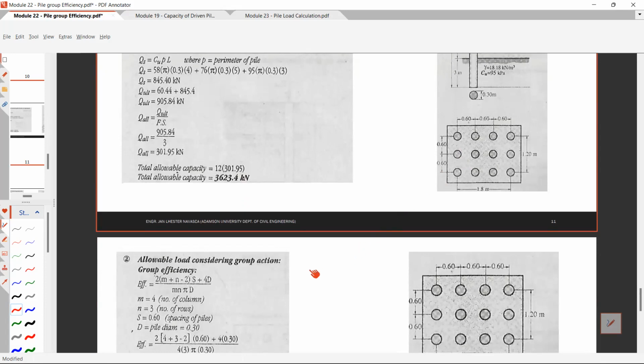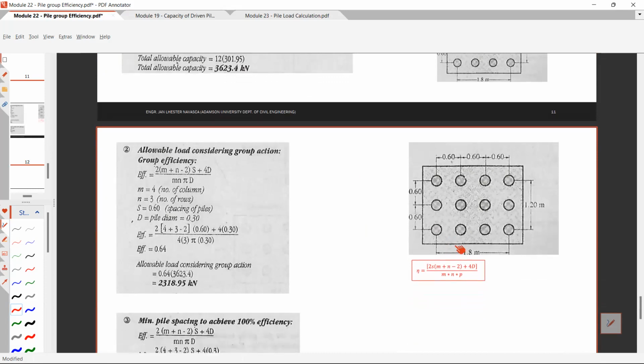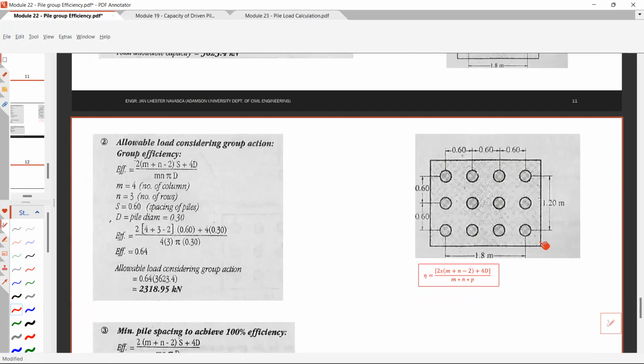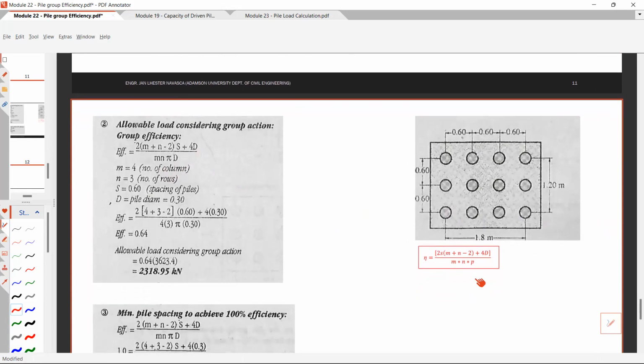So next is allowable load considering group action, so group efficiency. This depends on the spacing, the diameter, and the number of piles. So for the efficiency of piles, you have the formula 2 times m plus n minus 2 times s plus 4d, all over m times n times the perimeter of the pile. So, what are our M and N?